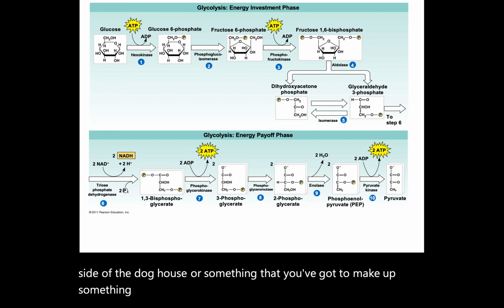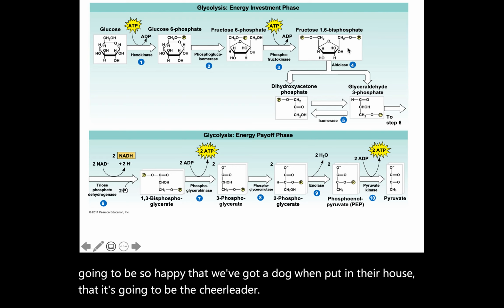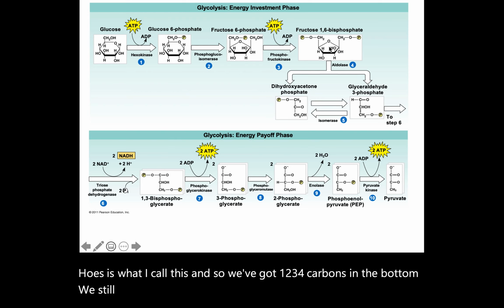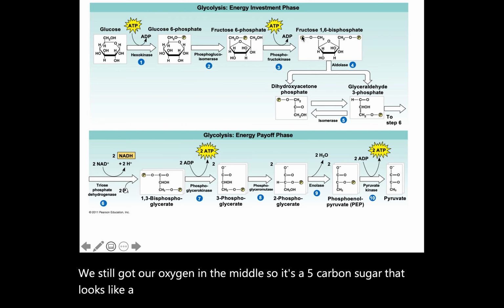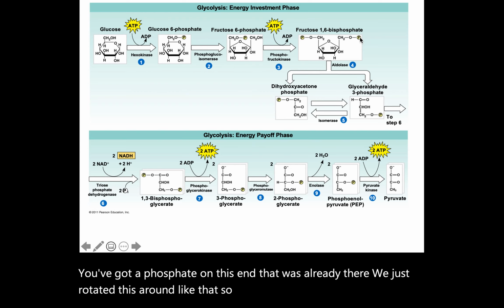Then the next thing we're going to do is we're going to be so happy that we've got our dog and we put it in our house that it's going to be the cheerleader pose is what I call this. And so we've got 1, 2, 3, 4 carbons in the bottom. We still got our oxygen in the middle, so it's a 5-carbon sugar that looks like a house. And we've got a phosphate on this end that was already there. We've just rotated this around like that. So it's pointed out. And we're going to put a phosphate onto the other end.